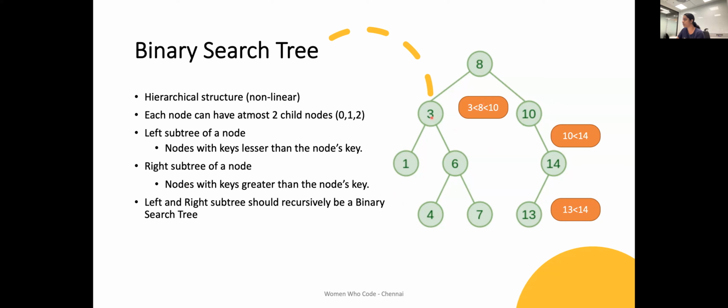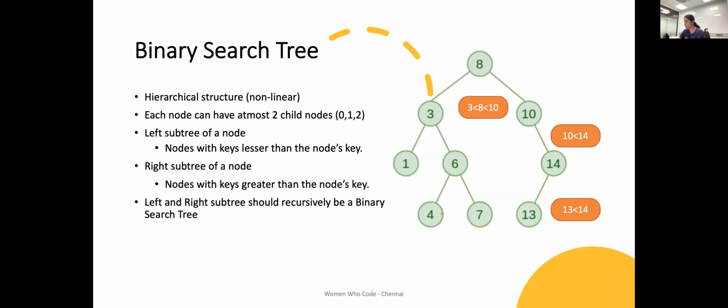And this is an example. You see 3, 8, 10. The key point is the last point: the left and right subtrees should recursively be binary search trees. It should not be only for this node, it should be recursive; even within, it should follow. So when I take this alone as a tree, it should also follow. 1 is less than 3, and 6 is greater than 3. We are good. So 6, 4, 7.